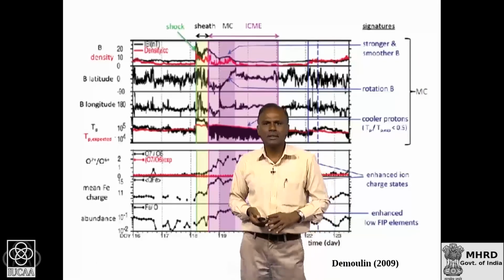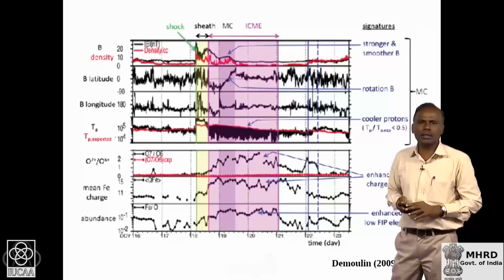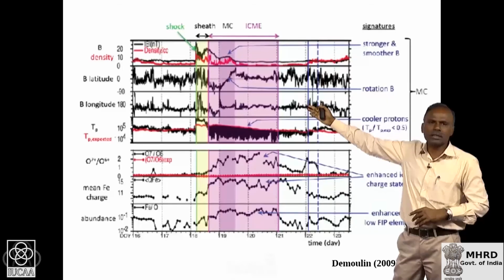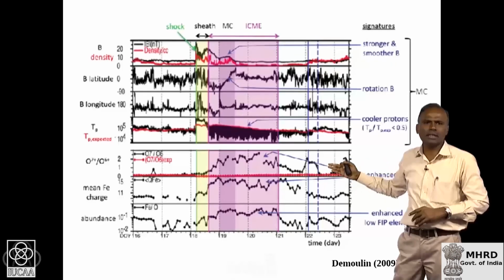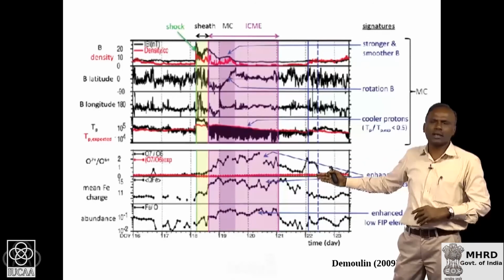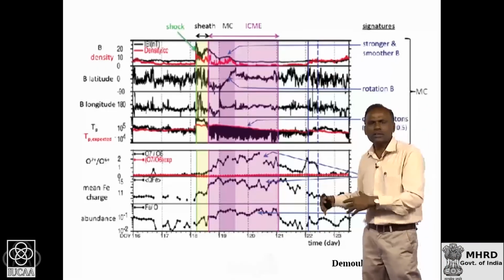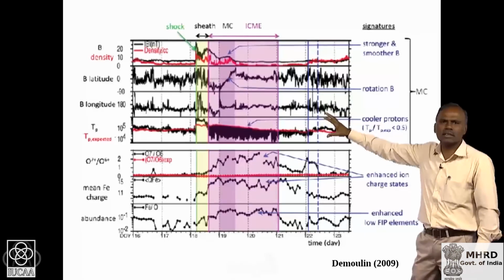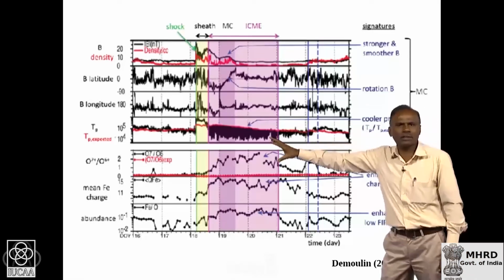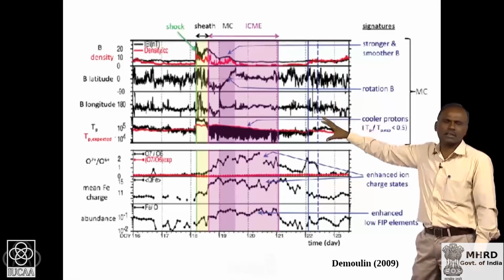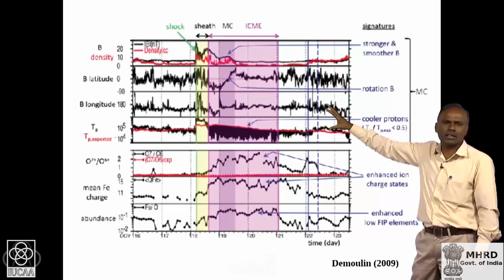This plot gives some more examples. The x-axis is the day number, and on the y-axis we have plotted the magnetic field latitude, longitude, temperature, oxygen ions, and abundances. This shows how the coronal mass ejection arrival is associated with the arrival of the shock, and within the coronal mass ejection, how the magnetic field varies, that is the magnetic cloud, and how those properties can be seen.